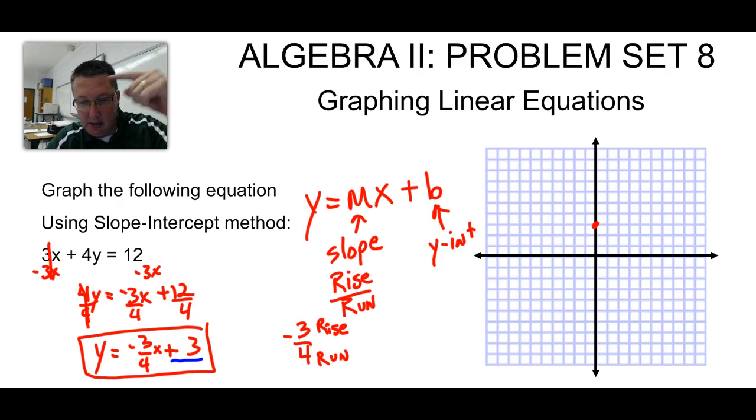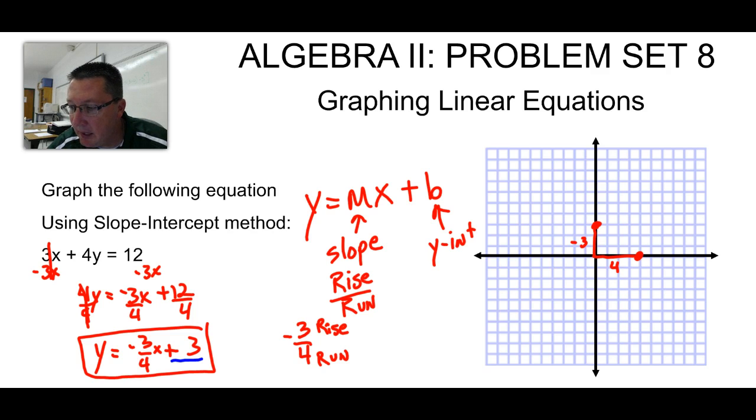So you'll go either up or down. If it's negative, we go down, but then we always run to the right. And what we're going to do is make little stair steps out of this to find the next couple of points on the line. So negative 3/4. If I start at that y-intercept and I go down 3, over 4. 1, 2, 3. I land at that point right there. Here's my slope, negative 3/4. This is the next point on the line.